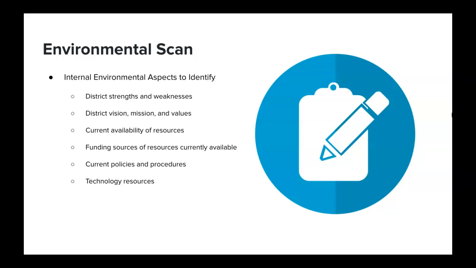Next, we would look at the current policies and procedures that are in place within the district. And then what are our technology resources? Because that is definitely an important piece in education today and has been for quite some time, but that is definitely a key piece that we want to look at when we're inspecting the environmental aspects from the internal stage.